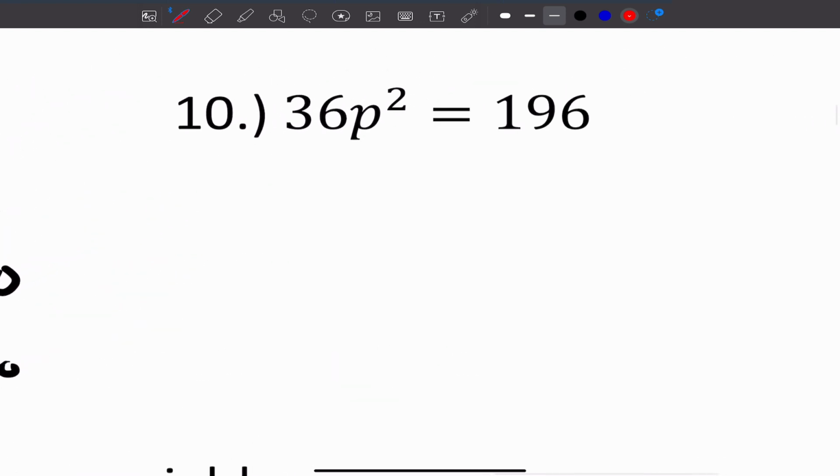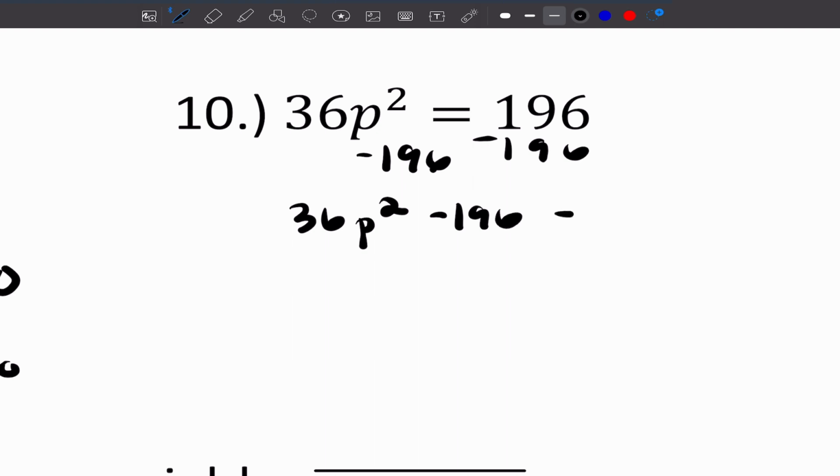Okay, this one, let's go ahead and subtract both sides by 196. You have 36p squared minus 196 equals 0.